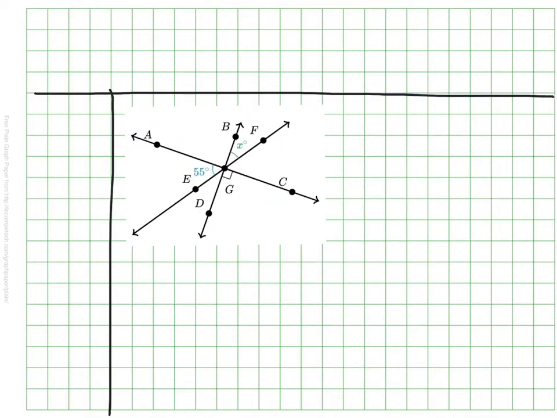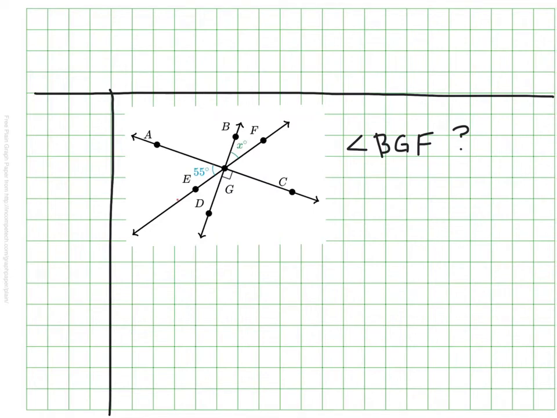Here's another example, and this one looks kind of daunting with all the lines going in all the different directions. But once again, we'll just make sure we find what we know. We're looking for the angle BGF. So take a moment to assess what it is that you know already and how that can help you figure out what is missing.